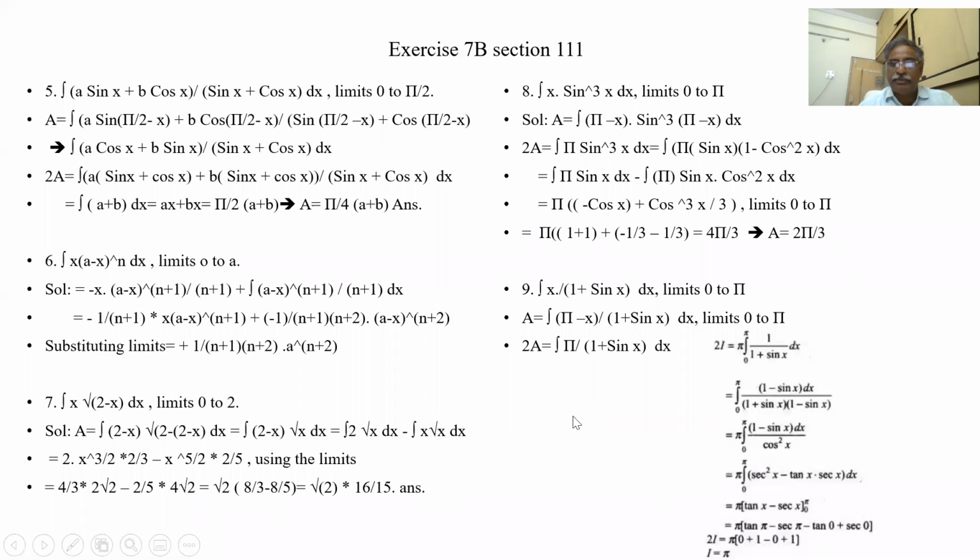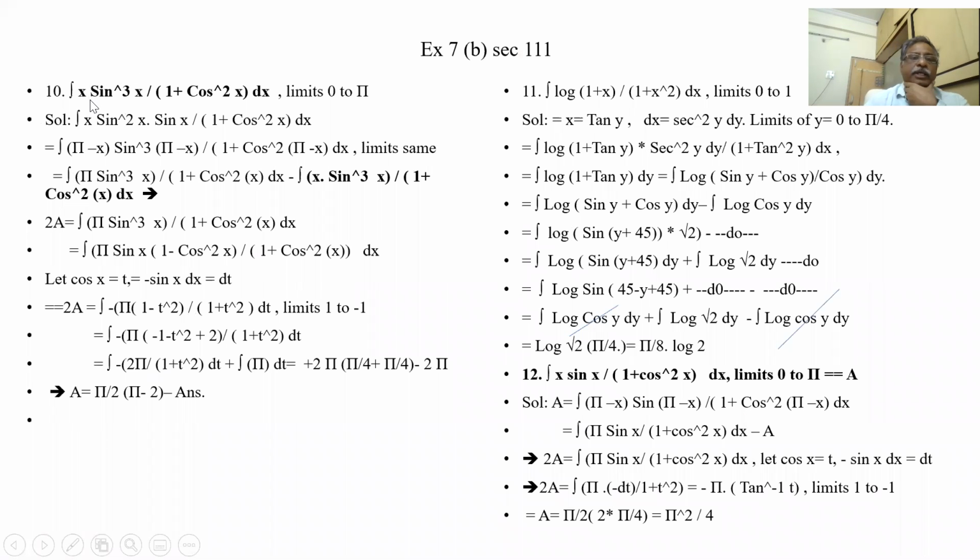Let us go to the next. Let us say integral of x sin cubed x by 1 plus cos square x dx. First I want to eliminate x here, so I will use pi minus x. So pi minus x, sin cubed of pi minus x by 1 plus cos square of pi minus x. Sin of pi minus x is sin x, and cos square of pi minus x is also cos square x, because cos of pi minus x is minus cos x, but since square is there, it is cos square x. So same, pi into this minus again x into sin cubed x by 1 plus cos square x. This becomes again a, so this goes to here and becomes 2a.